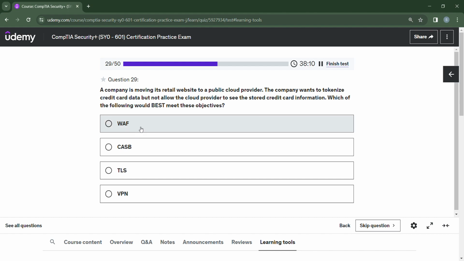It's not going to be a web application firewall. It's not going to be a VPN. I think it's TLS. Which of the following would best? I'm going to go with TLS because it's not allowing the credit card company to see the stored data.